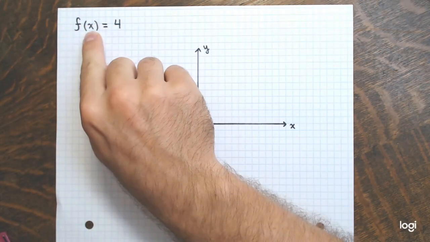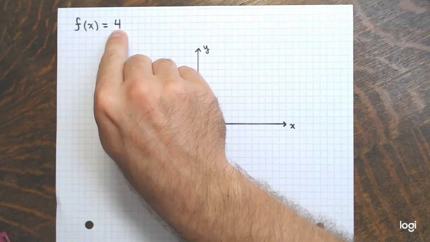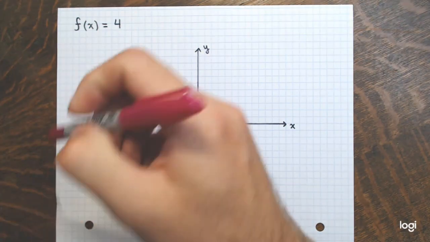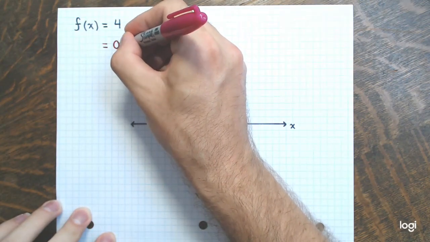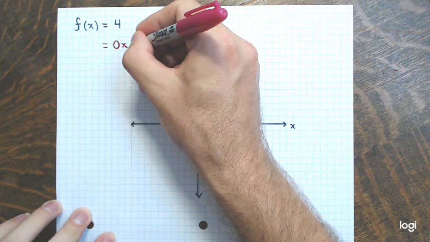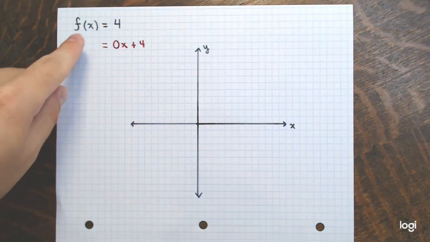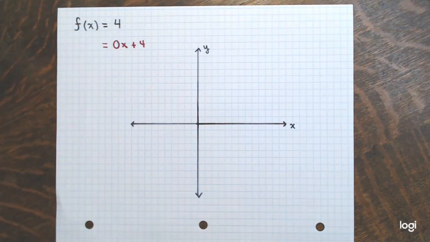This is input x, and then the output is 4. Notice there's no x over here. If you wanted to write it in that mx plus b form, you could think of this as 0x, right? There's no x's over here, and then plus 4. You can think of it that way. But either way, it's input x, and no matter what you plug in for x, the output is 4.